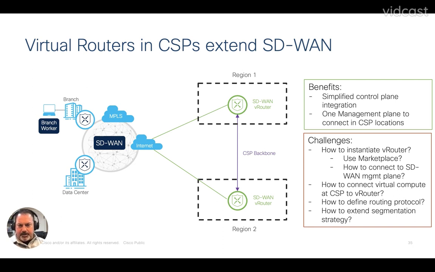And then once they're in place, how do I ensure things like routing from my CSP area is integrated towards the rest of my SD-WAN fabric routing? Maybe how do I extend my segmentation strategy in case I have several VRFs or VPNs in SD-WAN? How do I make sure those are handled appropriately as we land in the particular CSP?